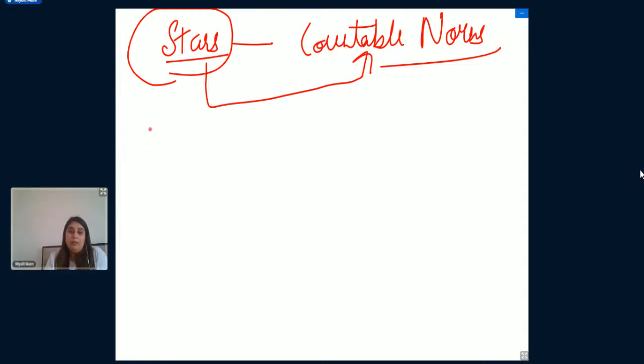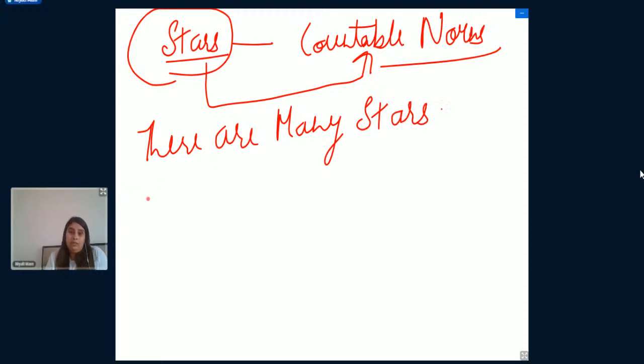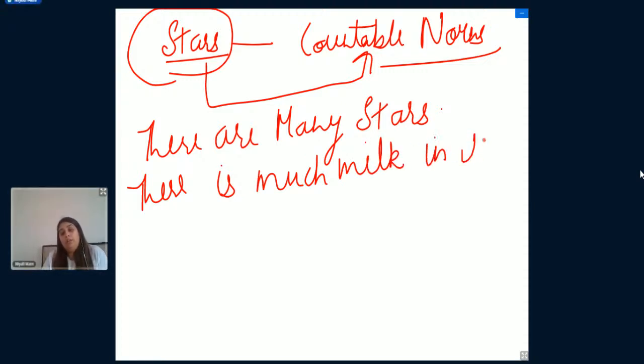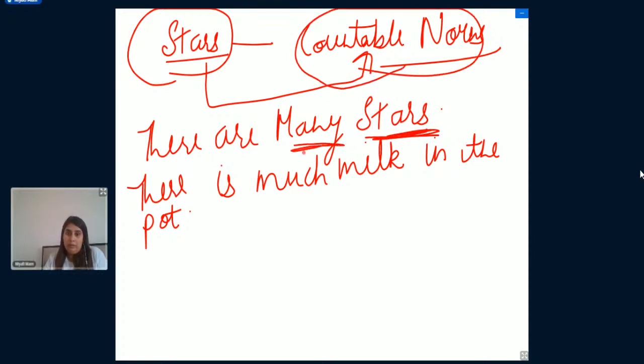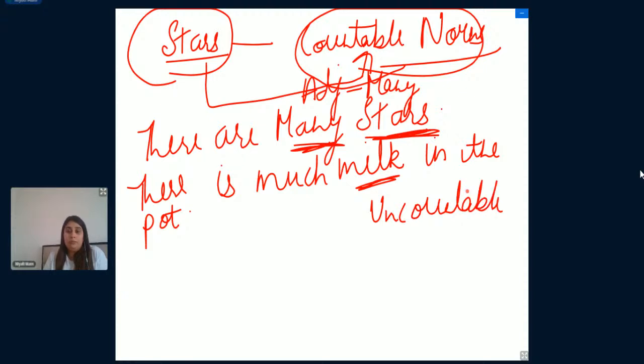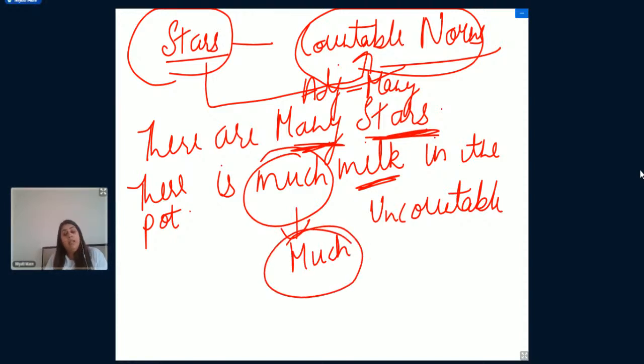We always write there are many stars. And we write there is much milk in the pot. There are many stars, there is much milk in the pot. You need to understand that with stars, or you can say with countable nouns, the adjective many is used. And with uncountable nouns, the adjective much is used. Is that clear to everyone?